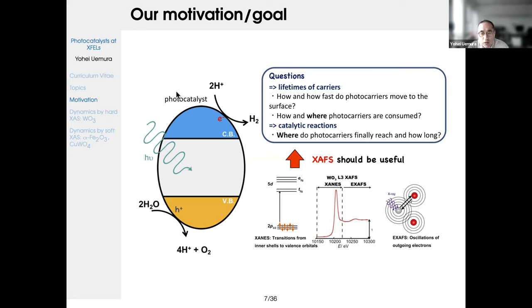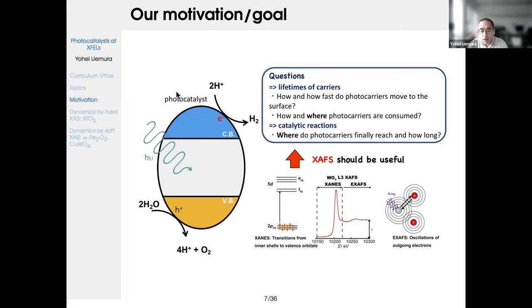In principle, the photocarriers will be created inside, but how they are delivered to the surface, where the photocatalytic reaction happens, we don't know exactly. These are the open questions. So we've tried to apply X-ray absorption spectroscopy to understand the photocatalytic reaction and the role of photocarriers inside the photocatalyst.